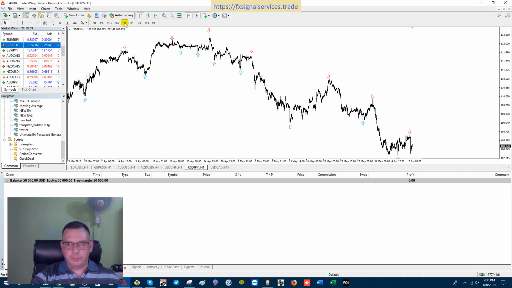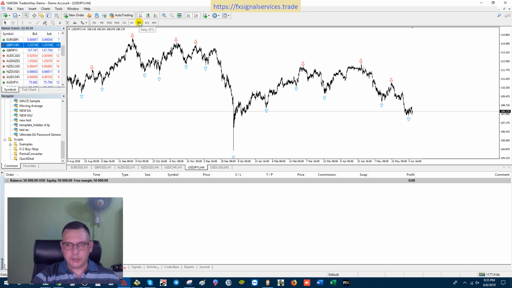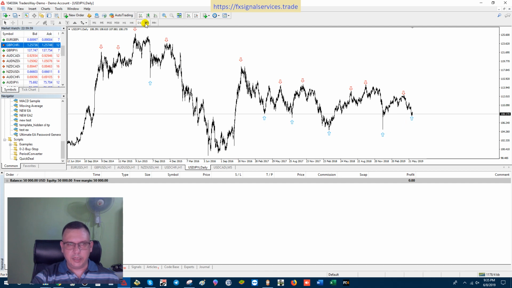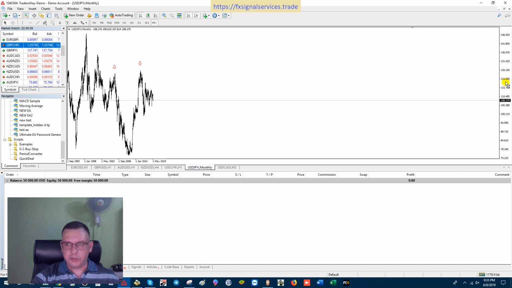All right, we're showing bearish on the 1 hour, 4 hour showing bullish. So it looks like it's wanting to go up. Daily showing bullish, weekly showing bullish, and the monthly showing bearish.